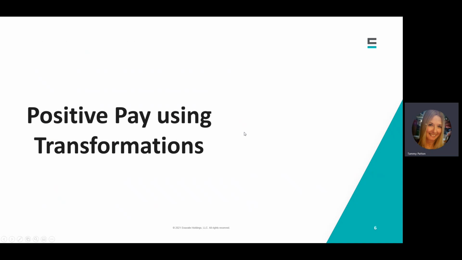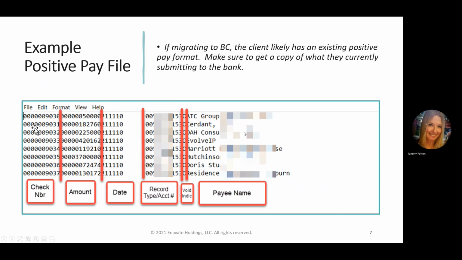I'm going to go through some of the tips and tricks for doing positive pay using transformations. First thing I want to do is you are going to have either a document from the bank that your customer has provided for you, or a current positive pay file that they're currently using today. You need to get a hold of that first, and that's how we're going to be able to identify everything that you're going to need.